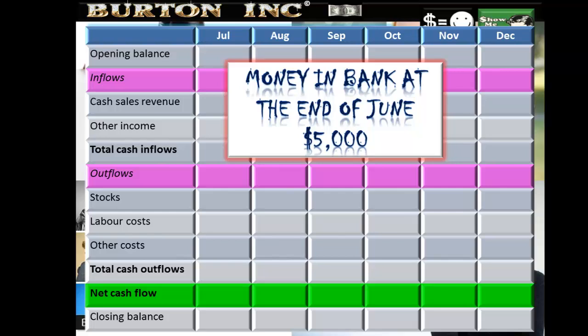Now, opening balance, information will be given here. Money in the bank at the end of June, $5,000. Money at the end of June becomes the opening balance for the start of July. Plug it in.